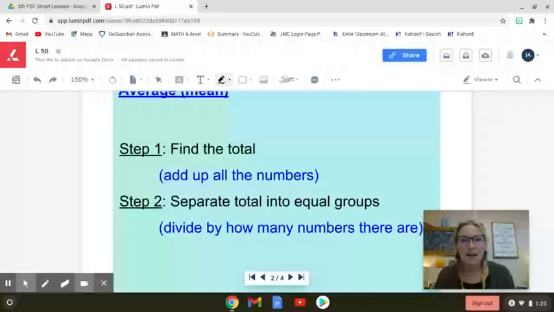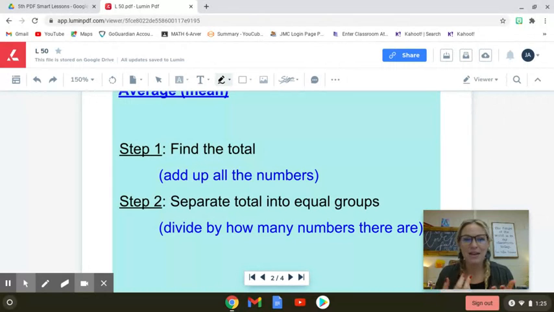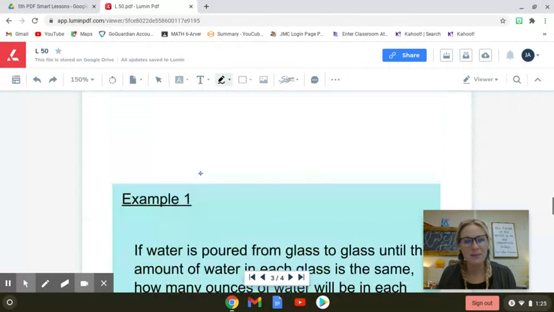So if I added together four numbers and my total came to 200, I could divide that total by 4 because I had four numbers. But we won't use that as an example. Let's go ahead and actually do this measuring cup example together.